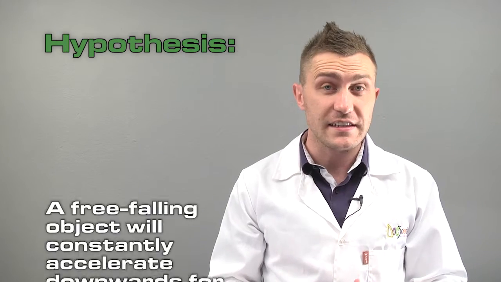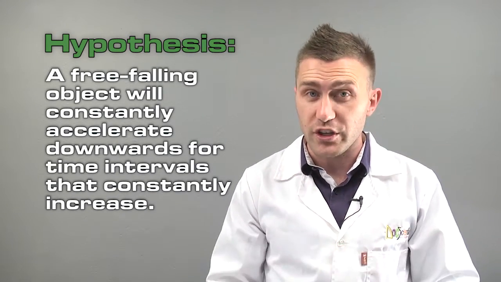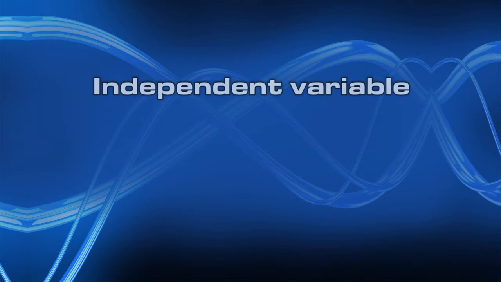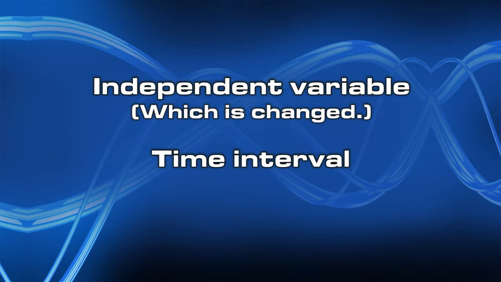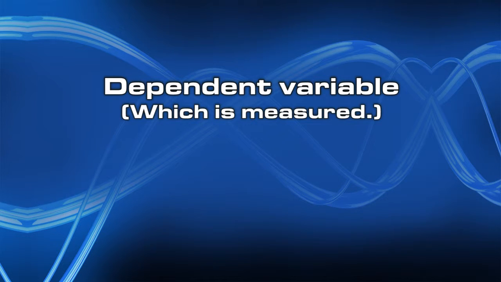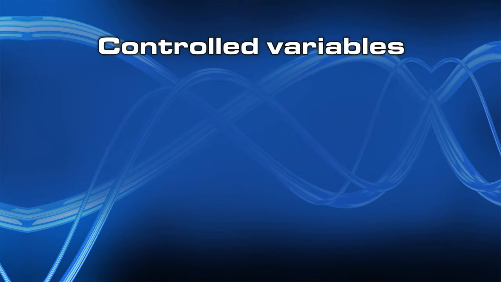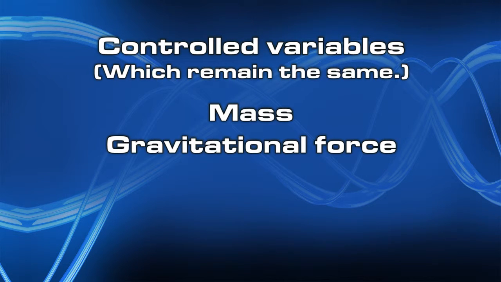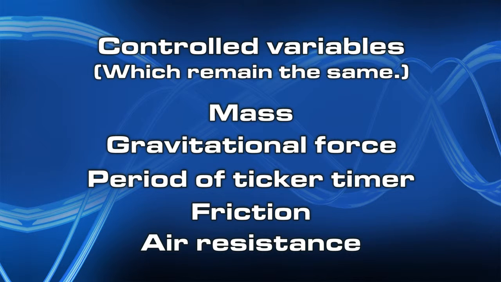Our hypothesis is, a free-falling object will constantly accelerate downwards for time intervals that increase constantly. And now for the variables. The independent variable, which is changed, is the time interval. The dependent variable, which is measured, is the displacement of the interval. And the controlled variables, which remain the same, are the mass, gravitational force, period of the ticker timer, friction, and air resistance.